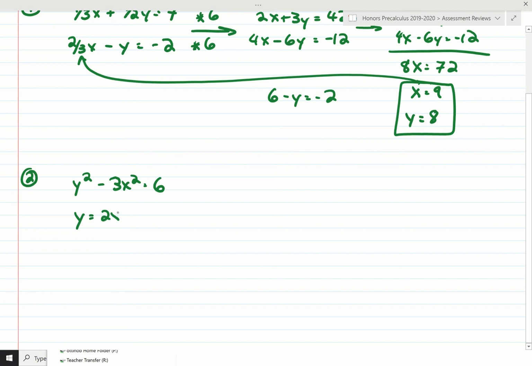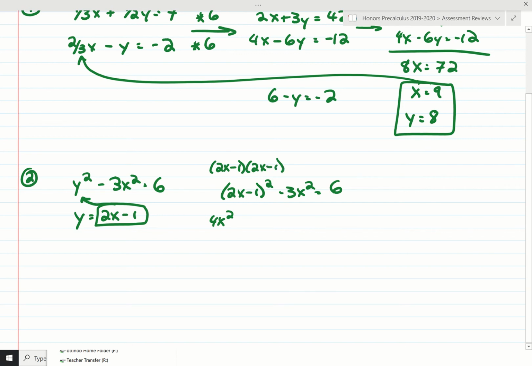Now for our second problem, it says y squared minus 3x squared is equal to 6, and y is equal to 2x minus 1. So I'm just simply going to plug this in for y. We'll distribute this. Let's say this would be 2x minus 1 times 2x minus 1. 4x squared minus 2x minus 4x plus 1 minus 3x squared is equal to 6. So we just get x squared minus 4x minus 5 equals 0.